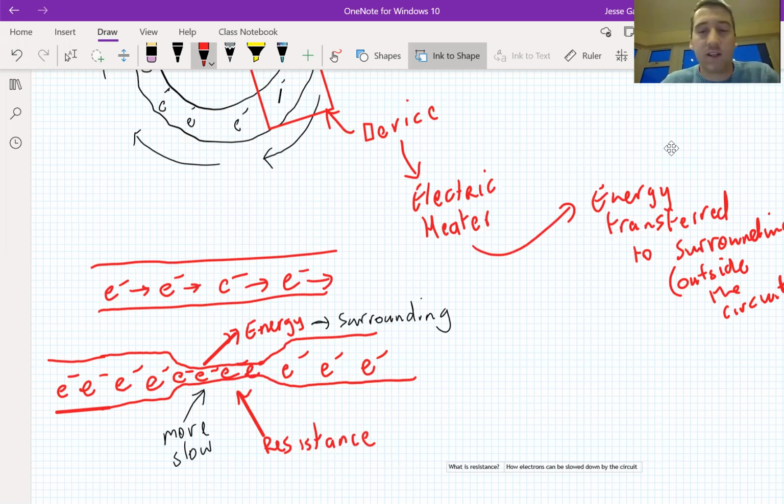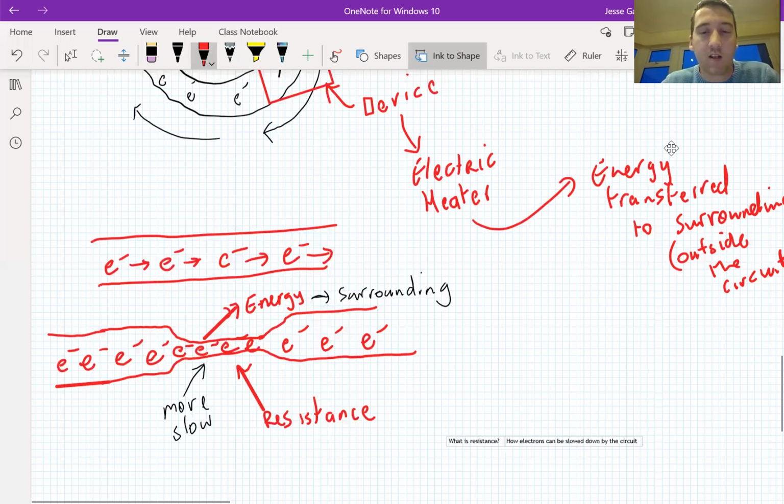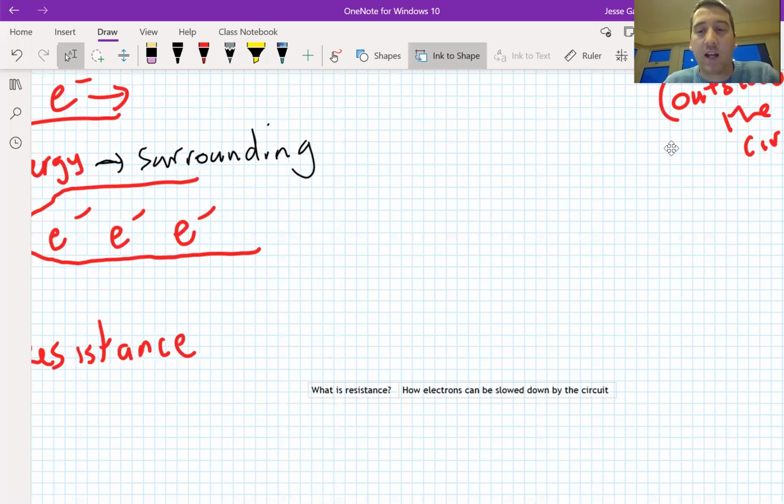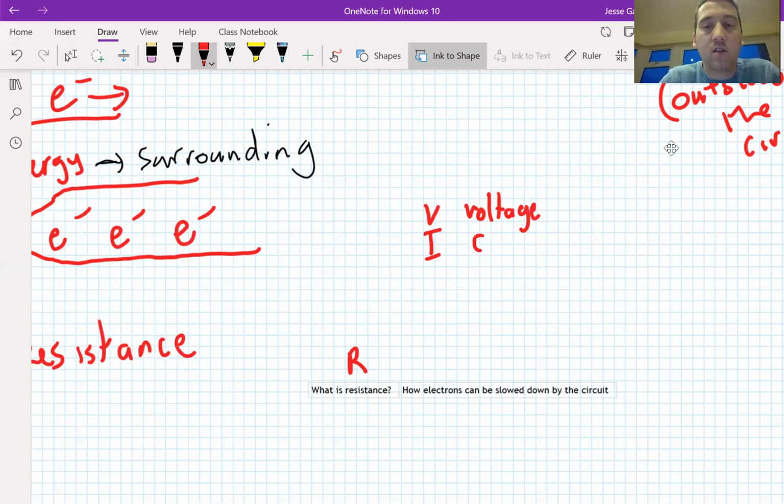So what is resistance? As we can see here in the box, resistance is how electrons can be slowed down in the circuit. Resistance has the symbol capital R. So we have three symbols now. We have V for voltage, or potential difference. We have I for current. And lastly, we have R for resistance.